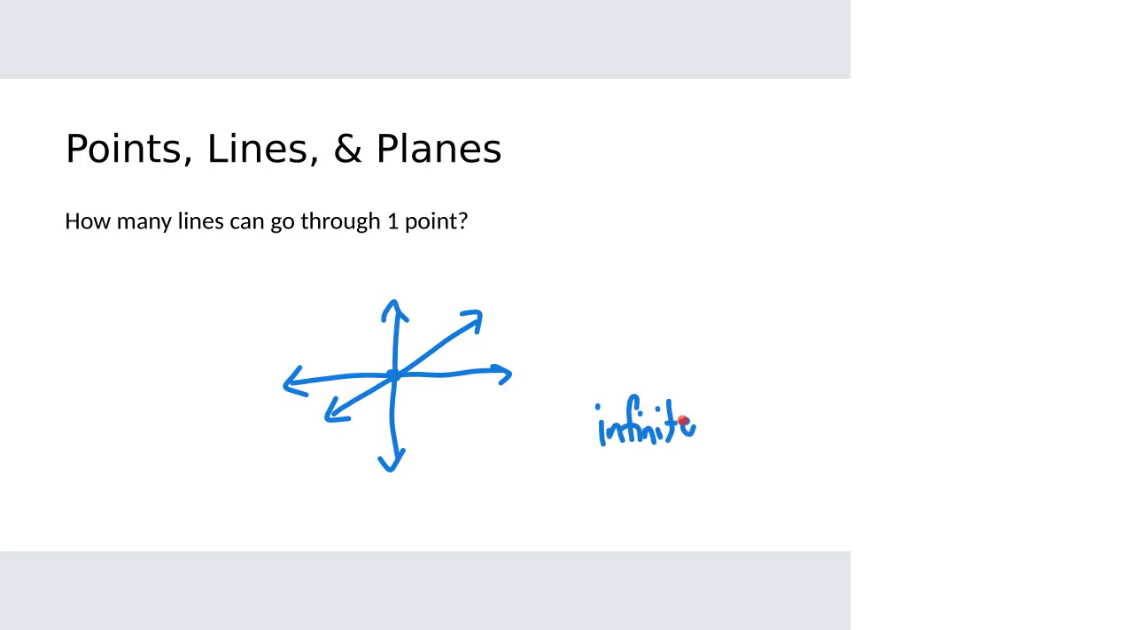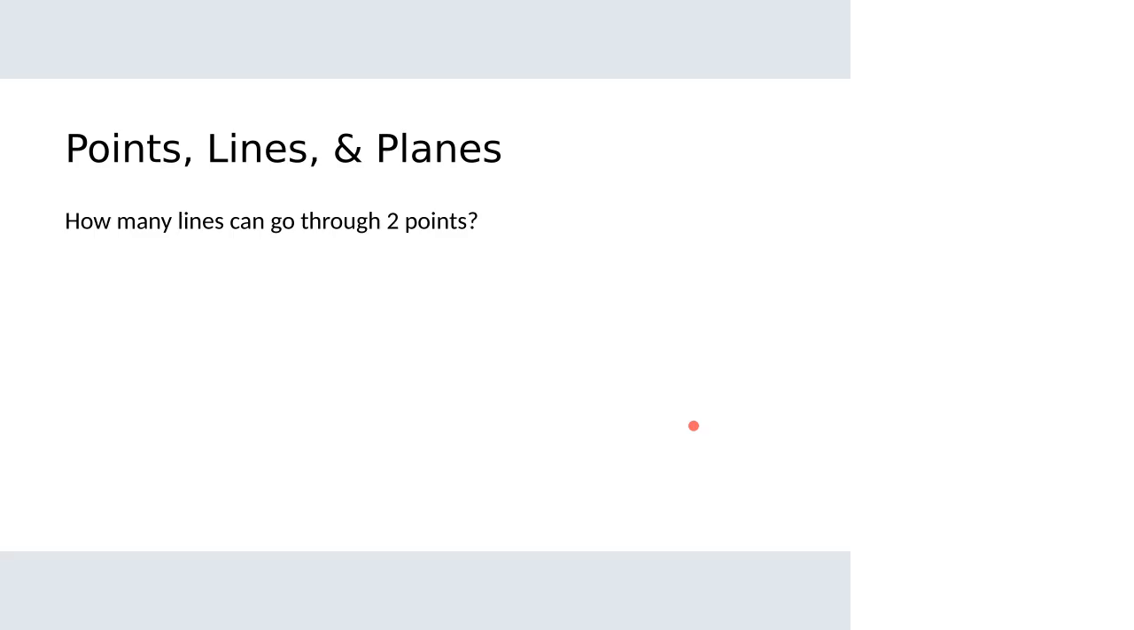All right, let's see if we can tighten this up a little bit. How many lines can go through 2 points? If I have 2 points, how many lines can I draw that go through both of those? It has to go through both of them.